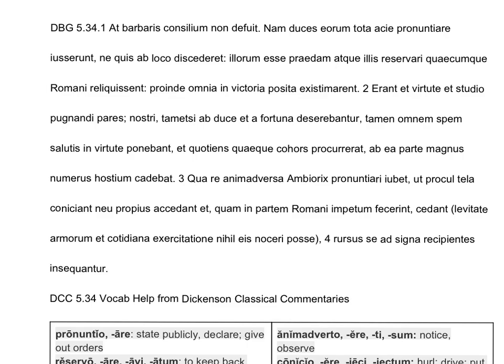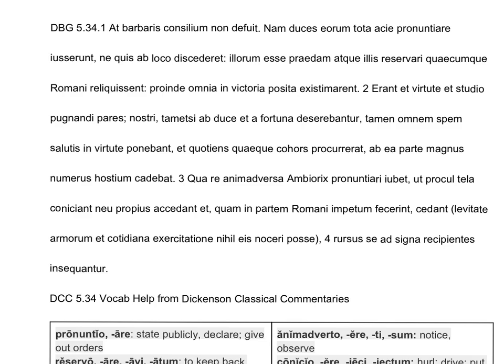Qua re animadversa, Ambiorix pronuntiari iubet, ut procul tela coniciant, neu proprius accedant, et, quam in partem Romani impetum fecerint, cedant. Levitate armorum et cotidiana exercitatione nihil eis nocere posse, versus se ad signa recipientes insequantur.